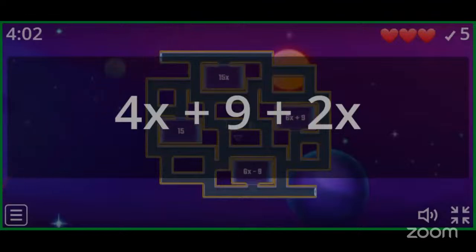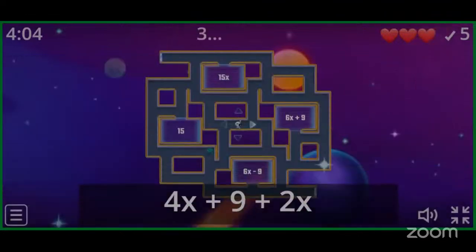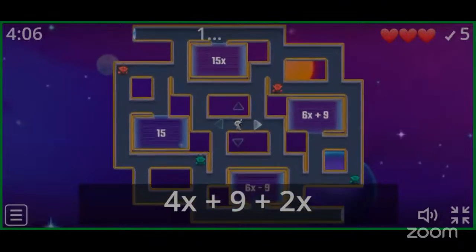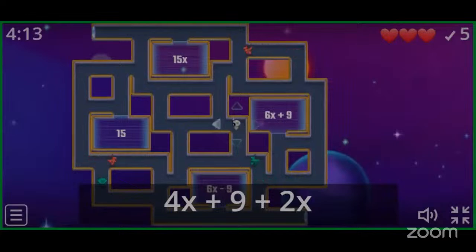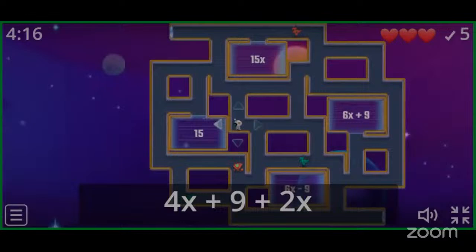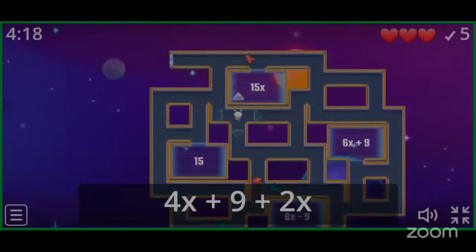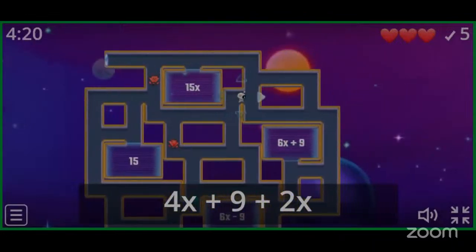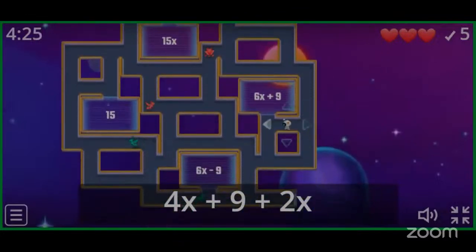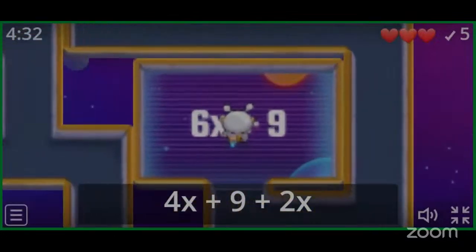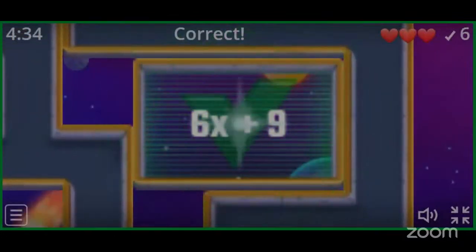Okay, 4x plus 9 plus 2x. So we've got 2 terms of x going on. And to simplify them, we want to group them together. So we've got 4 amounts of x plus, let's run away from here, 2 amounts of x, which will give us 6 amounts of x. And then we've got plus 9. And that's a number, so that's not affected by the terms. We can't collect numbers and terms together because they represent different ideas, okay?